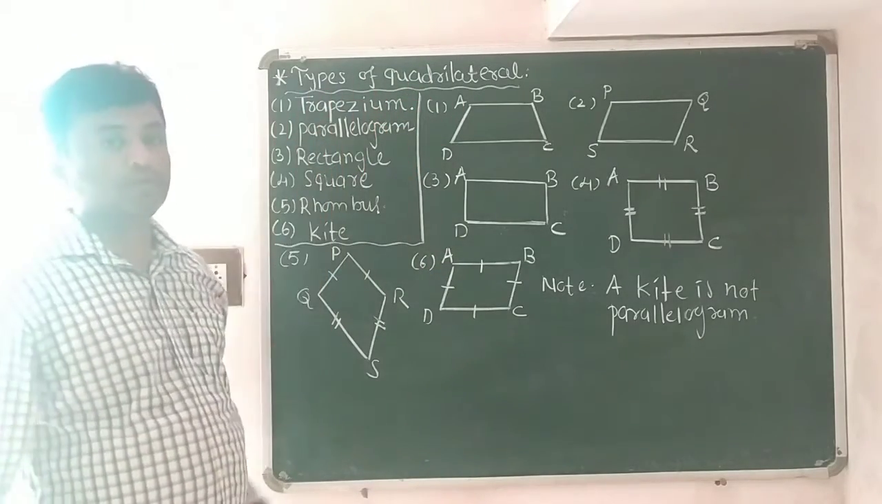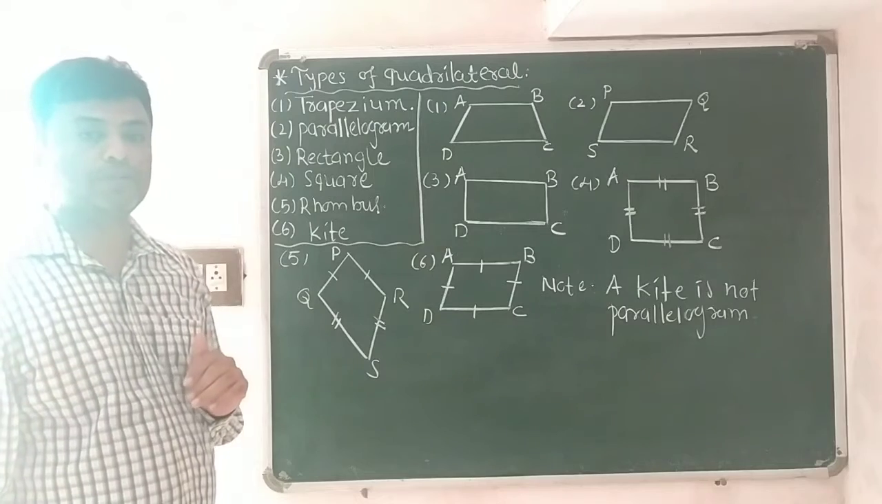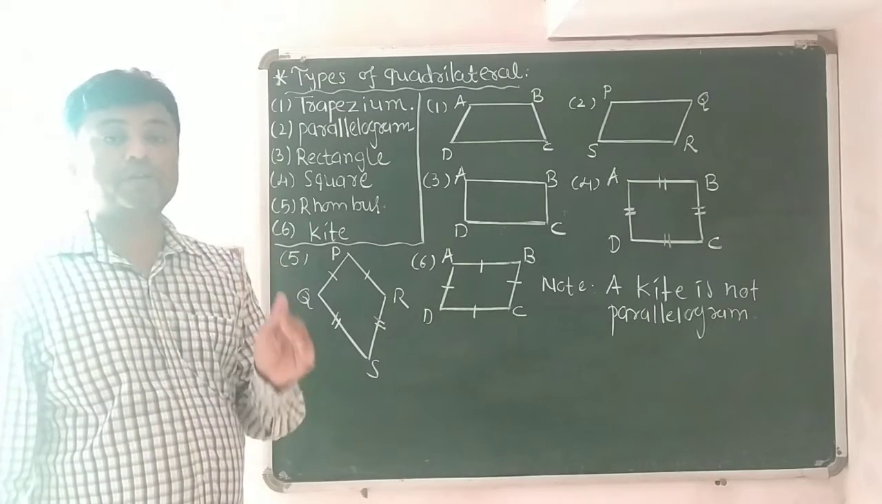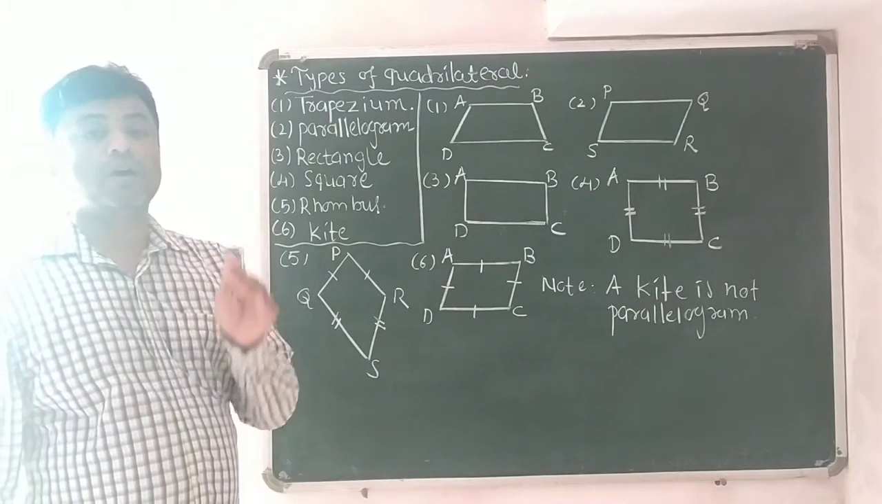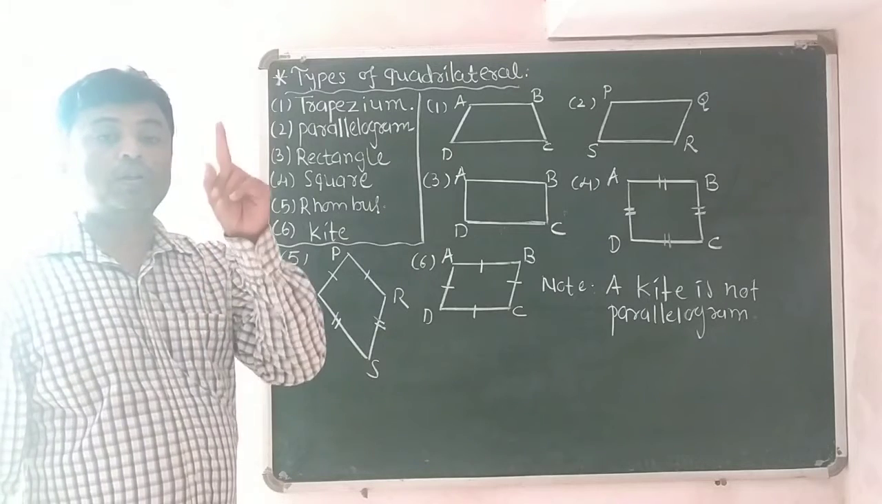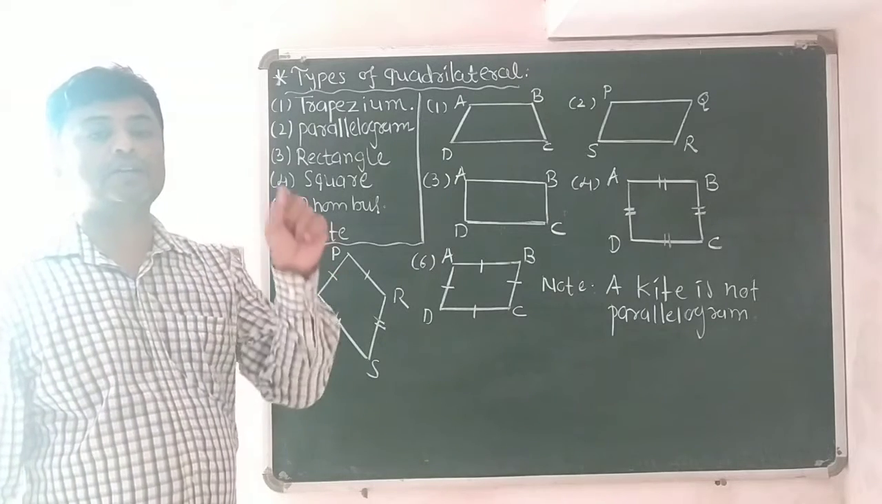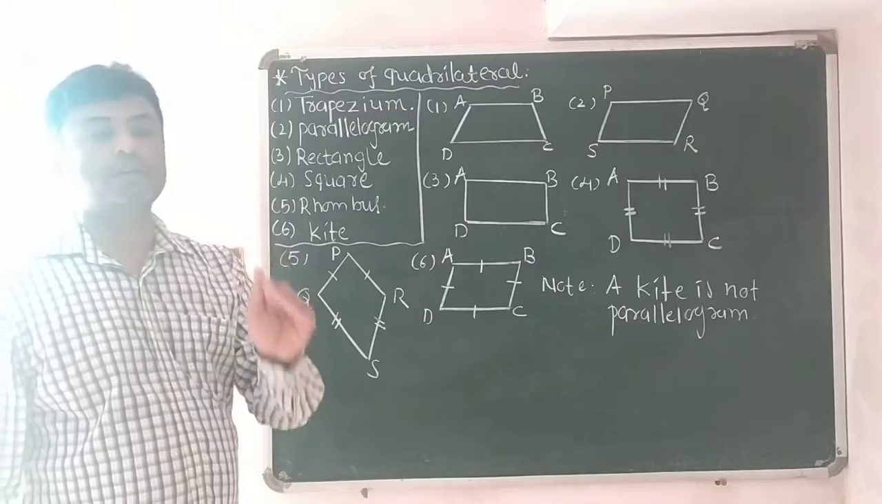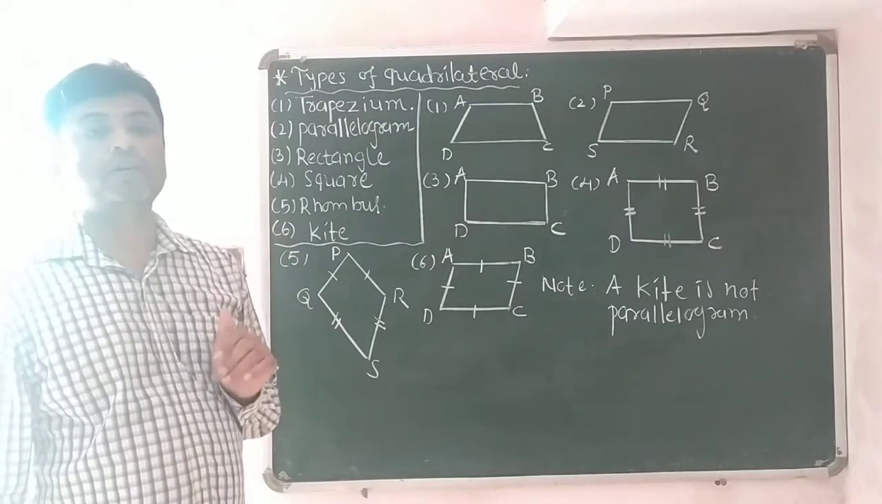First, trapezium. What is the definition of trapezium? So see children, the definition of the trapezium is a quadrilateral with only one pair of opposite sides parallel to each other. Then the given quadrilateral is called trapezium.